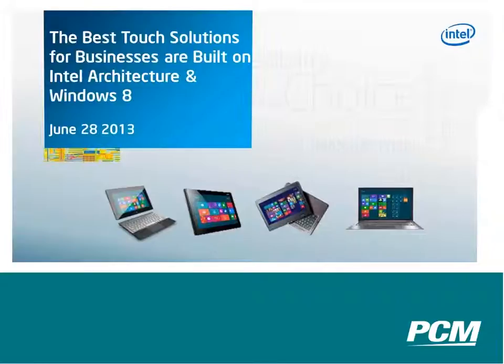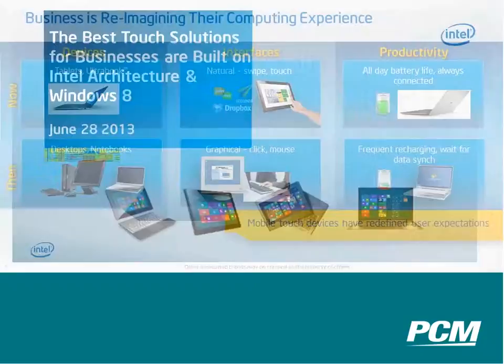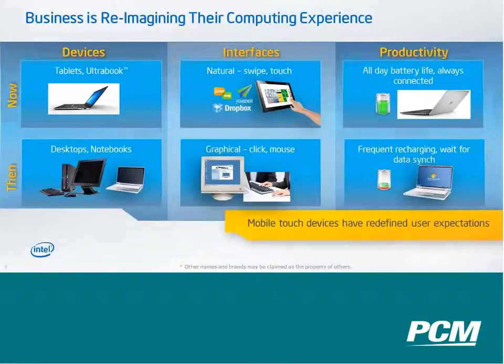If we get started, first of all, there have been a lot of changes with computing over the last couple of years. Specifically, think about three big pillars that a lot of people are impacted by: the devices that are out there, the interfaces, and how productivity has changed. A lot of different mobile devices have really redefined how people are doing business.